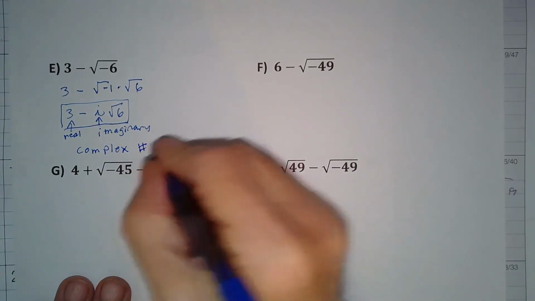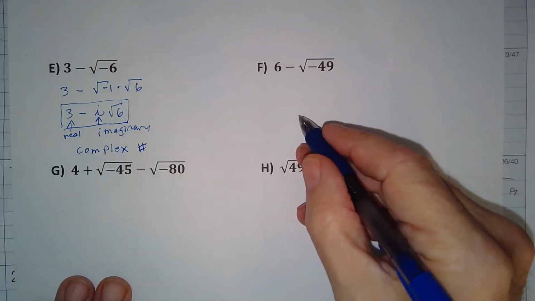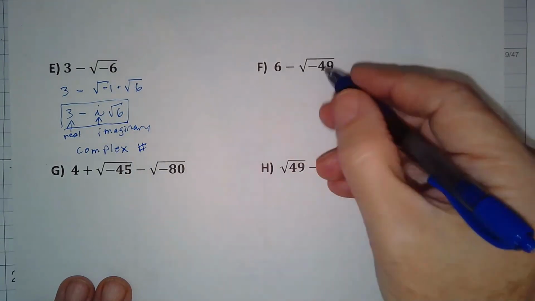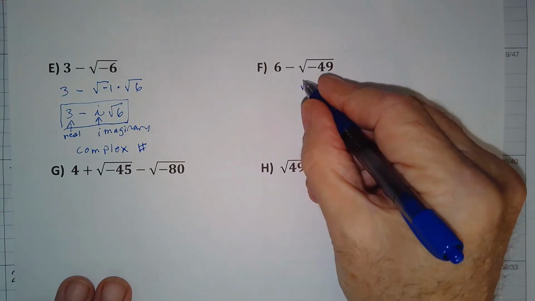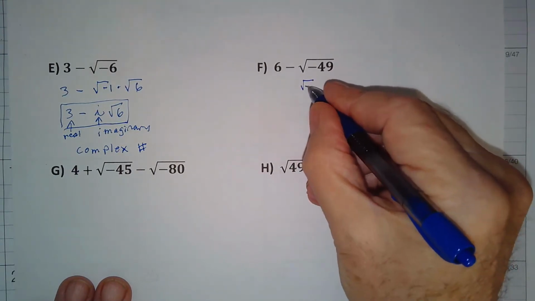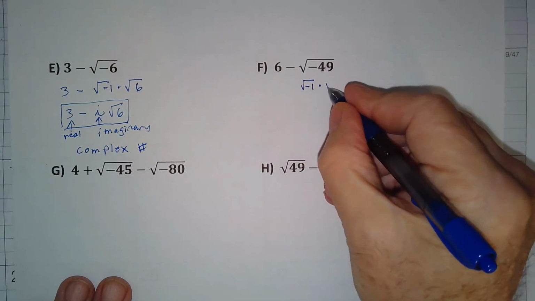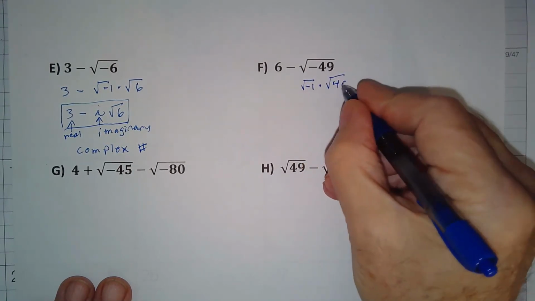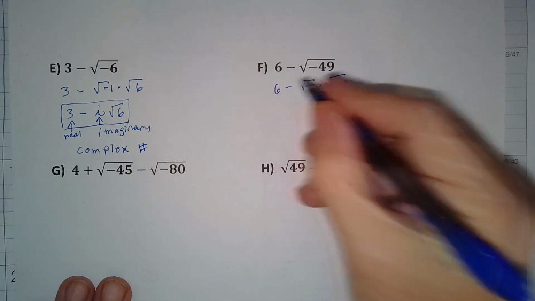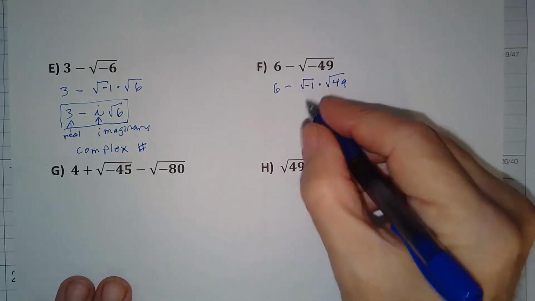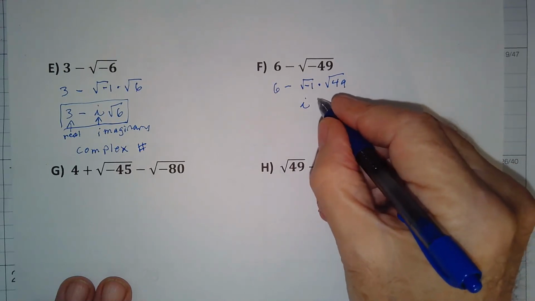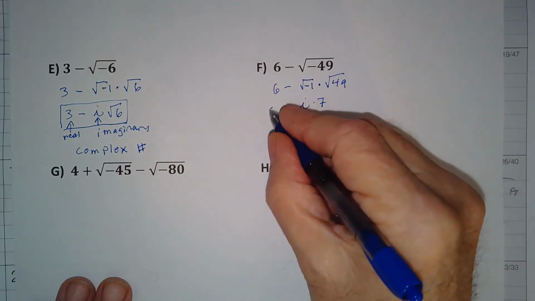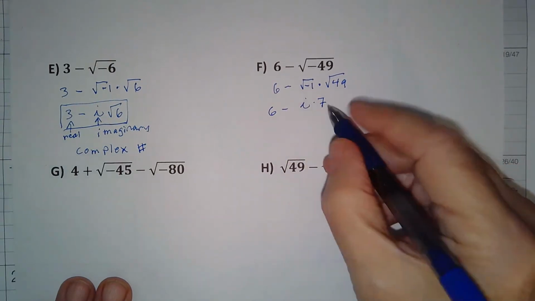Okay, complex number. All right, and so then let's look at f here. So we have, again, 6 minus the square root of 49. Let's deal with what's under the radical sign. That's the square root of negative 1 times the square root of 49. And then we have the 6 and the minus that we bring down. The square root of negative 1 is i. Square root of 49 is 7. We have the 6 and the negative sign.